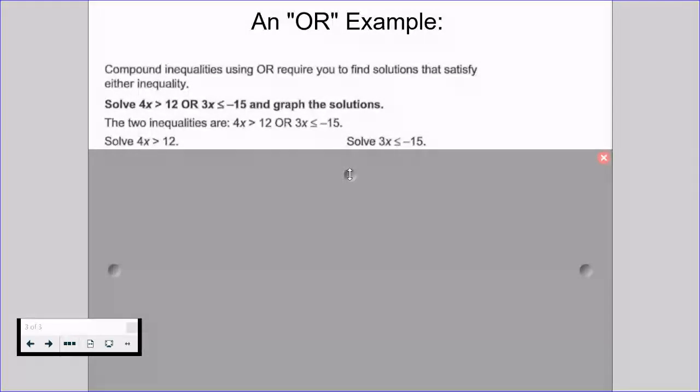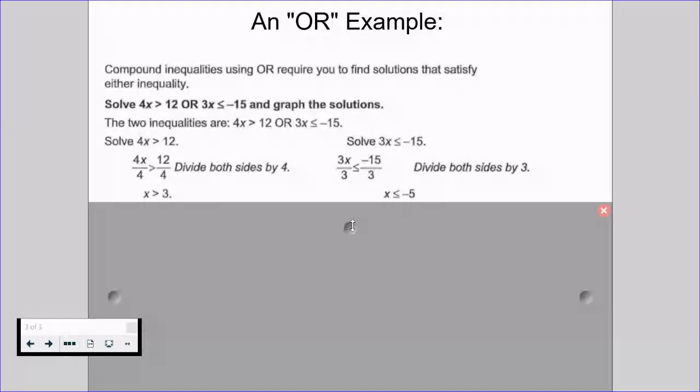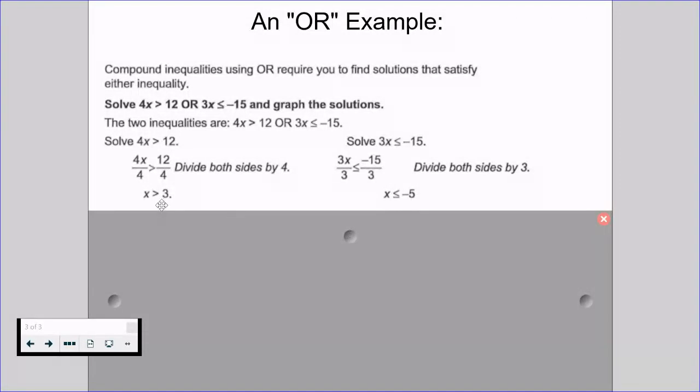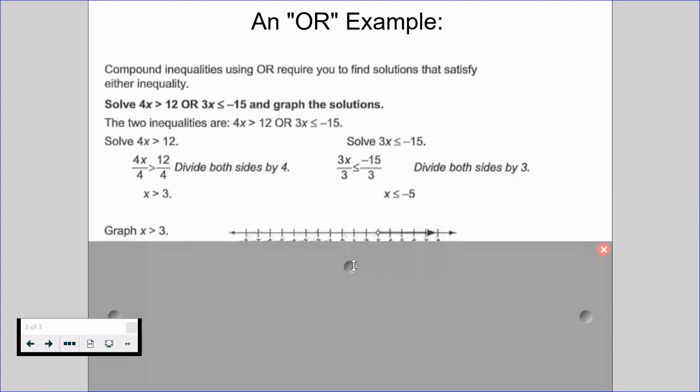We're going to solve these inequalities just like we normally would, and I notice that they're both one step. On the left-hand side, we're going to divide by 4. On the right-hand side, we're going to divide by 3. So we get x is greater than 3 or x is less than or equal to -5. So can we think about a number that is greater than 3 but also less than or equal to -5? I don't really think so. So this is why we have an OR, because it's not going to be happening at the exact same time. It's not possible to have that number that satisfies both of those inequalities at the same time.